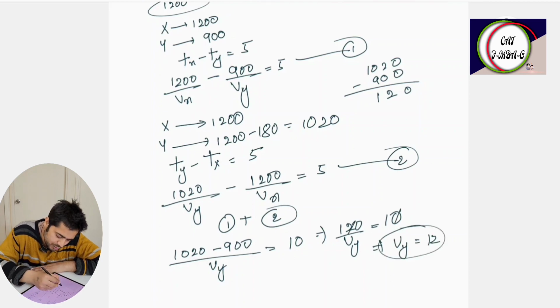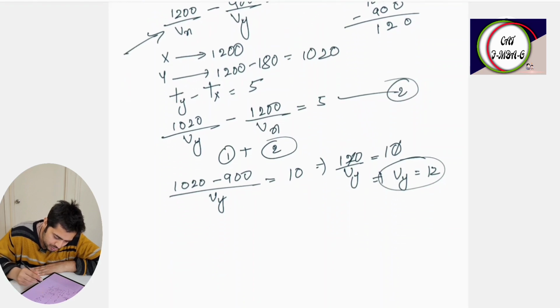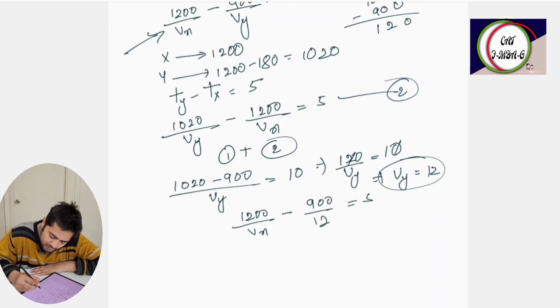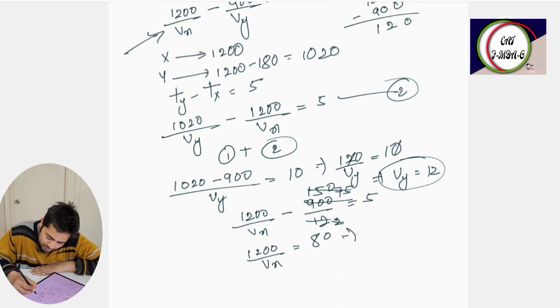And you put the equation here. So 1200 divided by Vx minus 900 by 12 is equal to 5. So 900 by 12 is 75, so 1200 by Vx is equal to 80. Vx is equal to 15 meters per second.